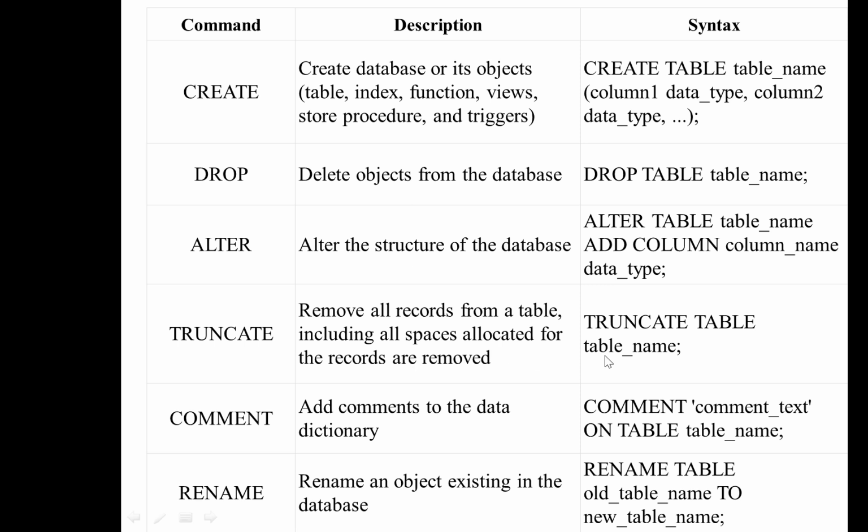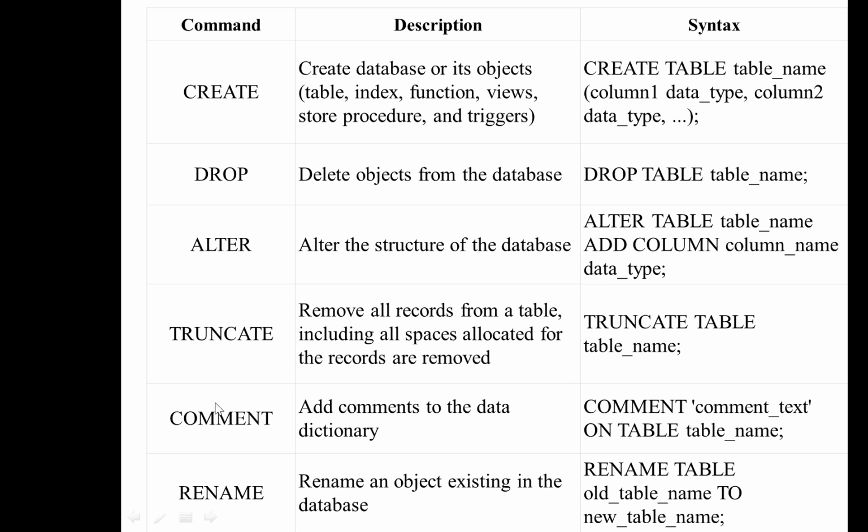For that we have to follow the syntax. The syntax is truncate table, table name. So here truncate table is the keyword, followed by the table name and a semicolon. Each and every syntax ends with a semicolon in this DBMS. Okay. And next we are going to see the comment command.